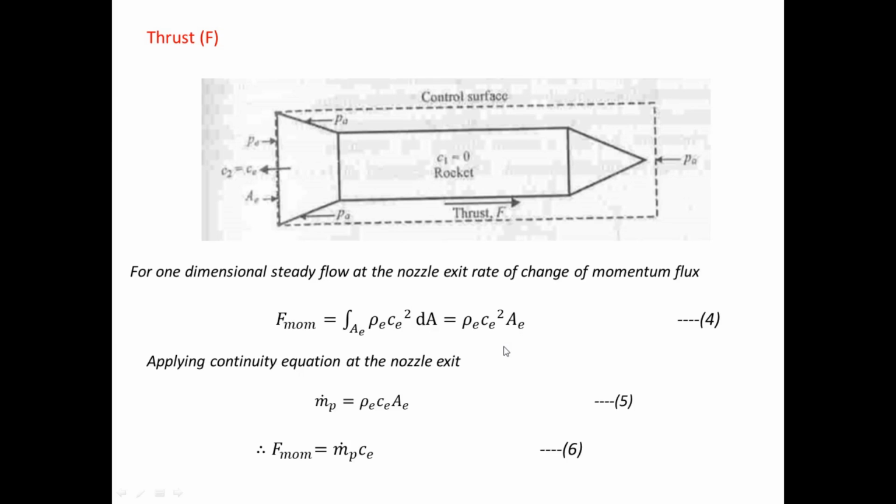Now if you apply the continuity equation, the mass flow rate of the propellant will be equal to rho E, the density at the exit, into velocity at the exit, into the area at the exit. So m dot P is equal to rho E into CE into AE. So the momentum thrust will be equal to m dot P into CE.